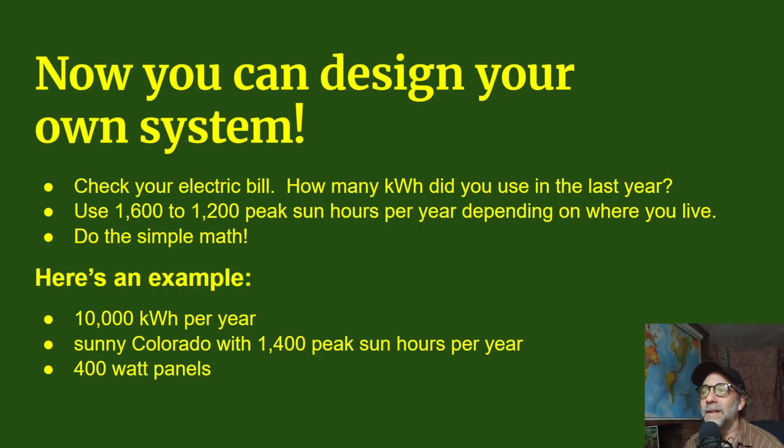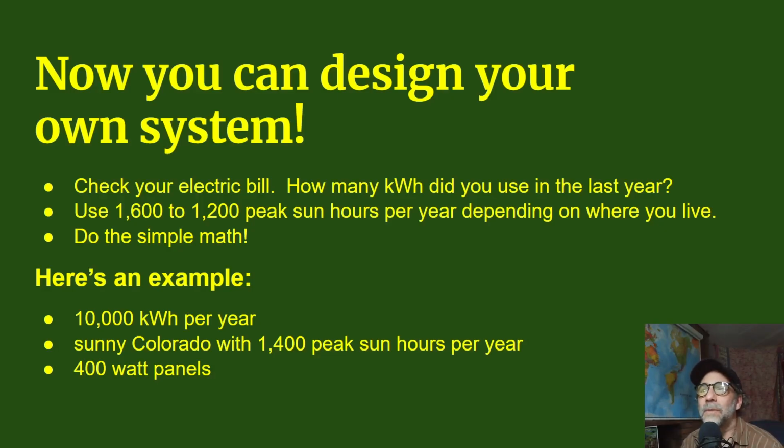All right, so we did it. And guess what? Now you can design your own system and figure out how many solar panels you would need at your house. Well, all you need is your electric bill, figure out how many kilowatt hours you used last year, and make a rough estimate of your peak sun hours, knowing that 1600 is on the high side, 1200 is more on the average side, and just do the simple math.